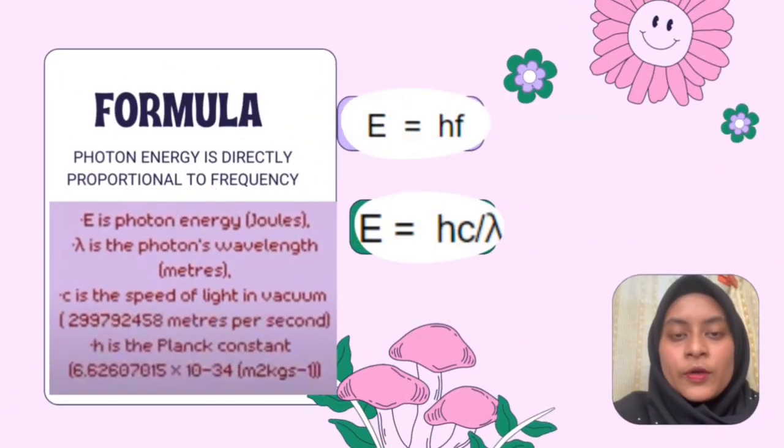For the formula of photon energy, we have E equals hf, but photon energy is directly proportional to frequency, so we get E equals hc over lambda. E is the photon energy in joules, lambda is the photon's wavelength in meters, c is the speed of light in vacuum, and h is the Planck constant.